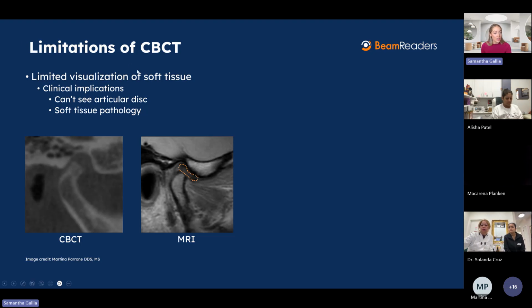So some of the limitations of CBCT, the biggest one I would say is limited visualization of soft tissue. So the clinical implications of this are in the TMJ specifically, we can't see the articular disc. So you can see here on the left, we have a CBCT image and we see our condyle, we see the glenoid fossa, we see the articular eminence, but there's something that we know is in here. It's the articular disc and we can't see it. And that's because we have limited visualization of soft tissue in CBCT. Whereas there's other imaging modalities like MRI that do have the capability of visualizing the articular disc.